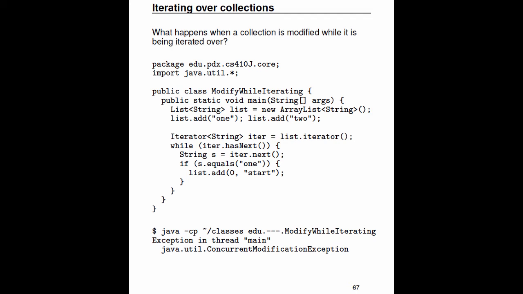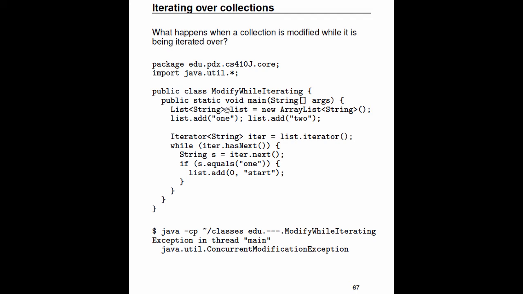Okay, I want to say a few more words about iterating. So what happens when you've got a collection that is modified while it's being iterated over? You have a collection, you've got an iterator over it, and what happens if somebody else modifies the underlying collection? So let's look at a little program that does it.